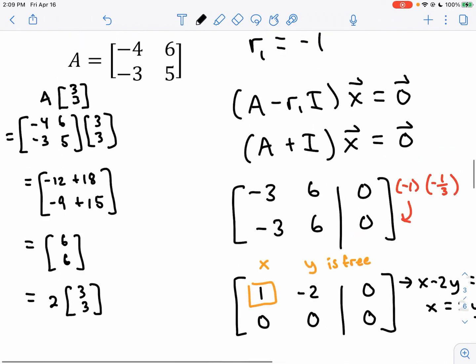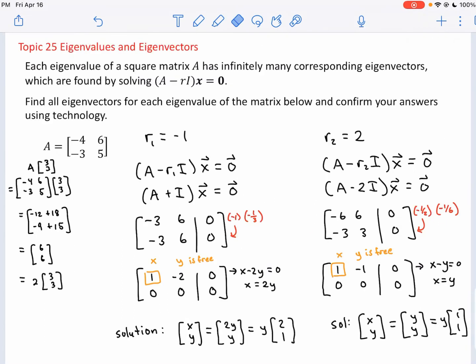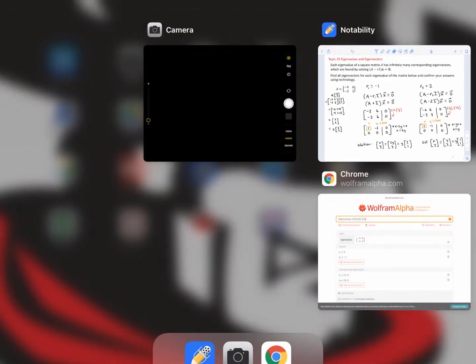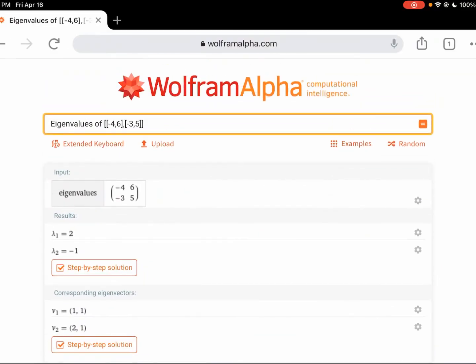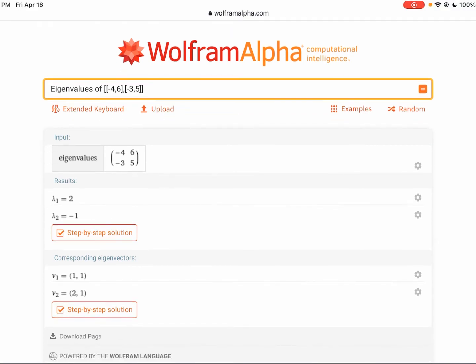So (3, 3) is an eigenvector associated with eigenvalue 2 for this particular matrix A. Okay, now that we found the eigenvectors that correspond with these eigenvalues, let's use technology to confirm. I'm going to go back to Wolfram Alpha, and we already have eigenvalues of the correct matrix entered, but notice that Wolfram Alpha also gives you the corresponding eigenvectors, v1 and v2. v1 corresponding with the first eigenvalue and v2 corresponding to the second eigenvalue. And these confirm our answers.